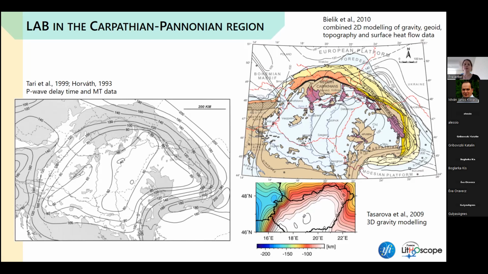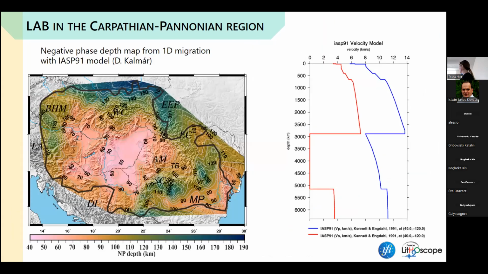And also, there are even more recent results, as Dani already showed in his map, prepared with 1D migration with the ISP 91 model. As Dani already mentioned, it's not strictly a LAB map, it's a negative phase depth map.